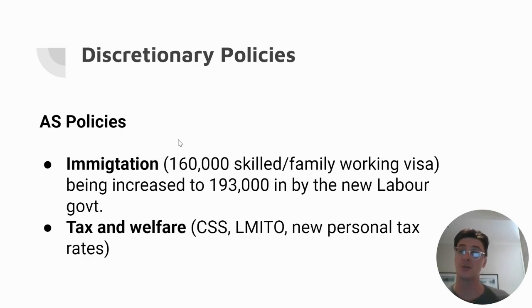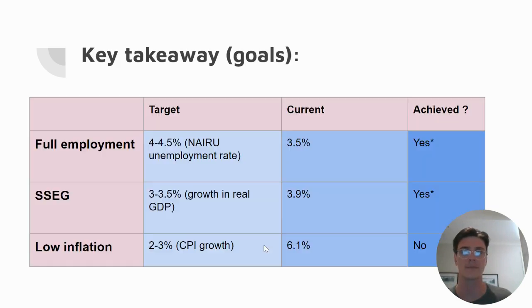Remember immigration, we've increased the intake of skilled migrants, and the new government is committed to increasing it even further. And we've got our tax and welfare reform. I always like to use the childcare subsidy because that's something that's near and dear to me. Remember that they're allowing parents to get 95% back of the childcare costs for their second child. In terms of tax policy, you could use the LMITO here again, or you could use the new personal tax rates. Again, go and look up those policies, make sure you understand the detail and how they work.